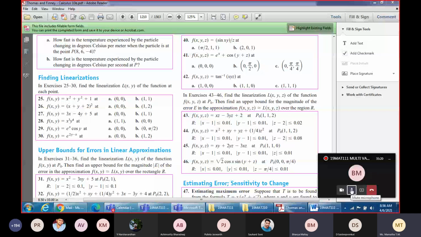How come it can be different for different people? Ma'am, many people got 2x plus 2y minus 1. The given function at 1 comma 1 only you are finding, correct? Yes, ma'am. I made a small mistake, ma'am. Sorry. Okay, next one, problem 26.